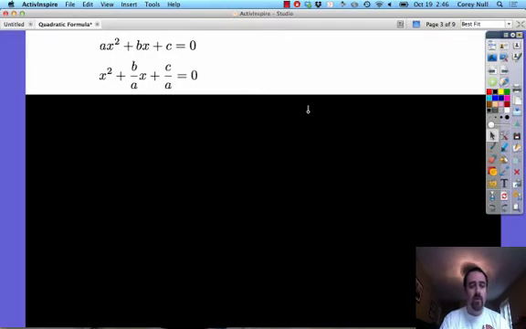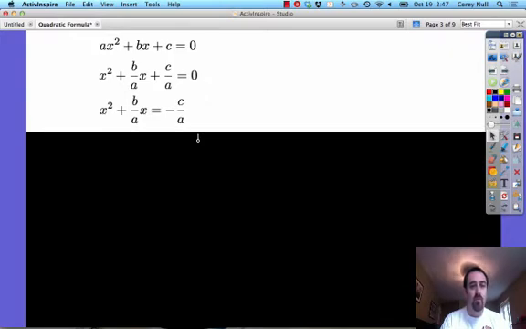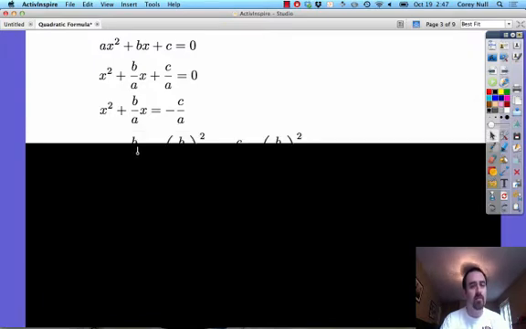So the first thing we do to find out what the quadratic formula is, we divide everything by a. So the a goes away. A divided by a is 1, b divided by a, c divided by a, and 0 divided by a is 0. We move the c over a to the right-hand side by subtracting c over a from both sides. I get x squared plus b over a x equals negative c over a.